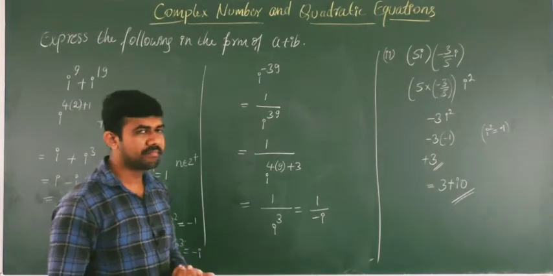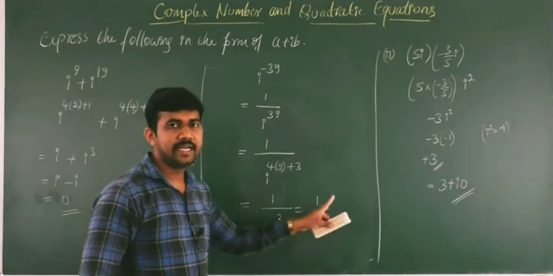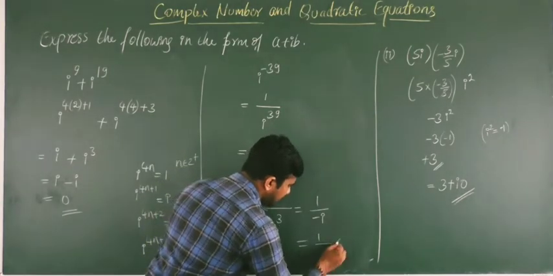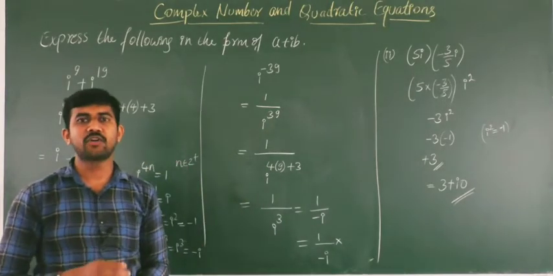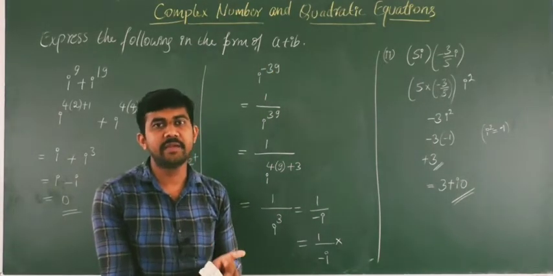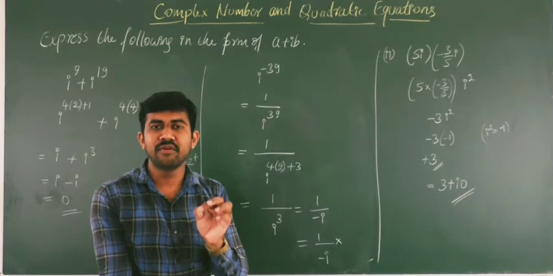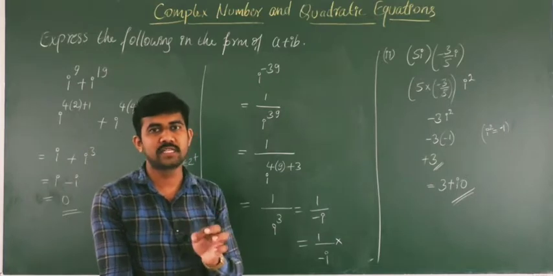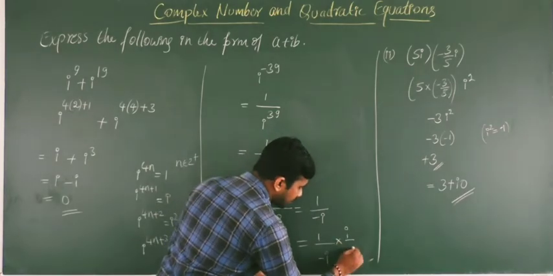How can we bring i to the numerator here? To do that, we need to multiply and divide by the conjugate of the denominator. We already know what is meant by conjugate. If you have a complex number z is equal to a plus ib, then a minus ib is called its conjugate. It means we reverse the sign of the imaginary part. Here the imaginary part is minus i, so its conjugate is plus i. So multiply and divide by plus i.